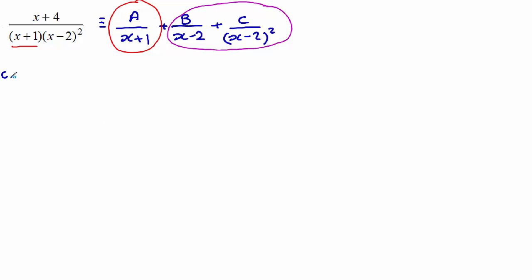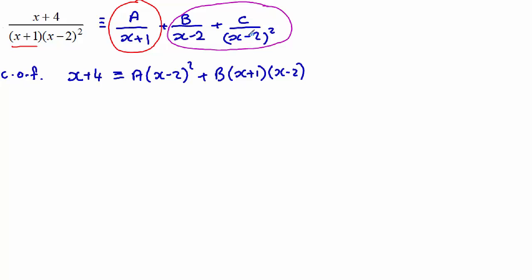But we're still going to clear the fractions, which means multiplying right the way through by the denominator of this side. So that's going to give me x plus 4. With this one here, the x plus 1's cancel, leaving you with A(x minus 2) squared. With this one, the x minus 2's cancel, so we have B(x plus 1)(x minus 2). And with this one, the (x minus 2) squared cancels, so we've got C(x plus 1).